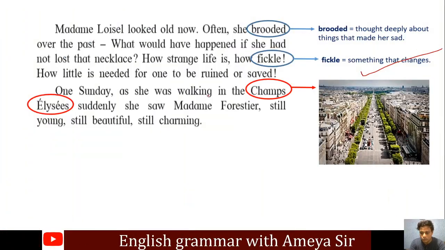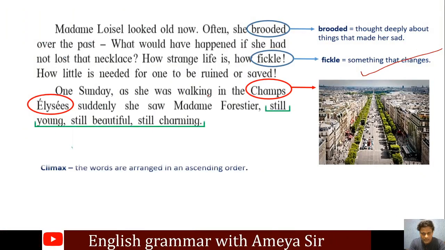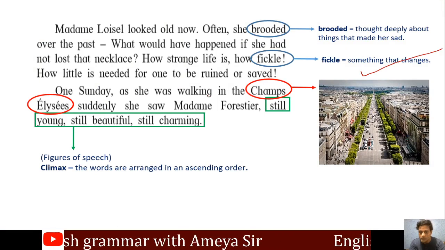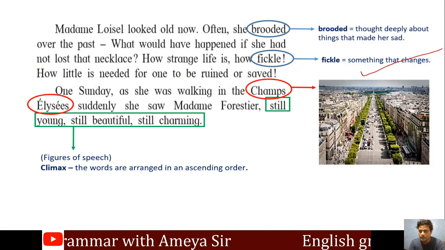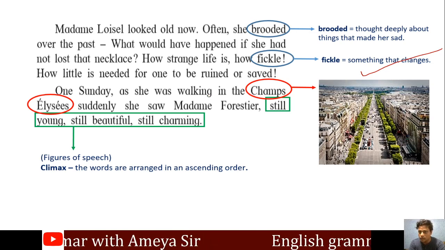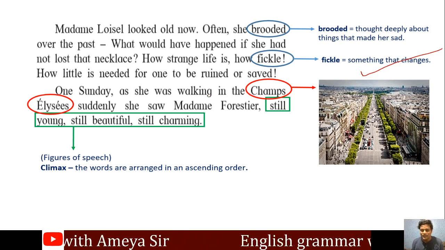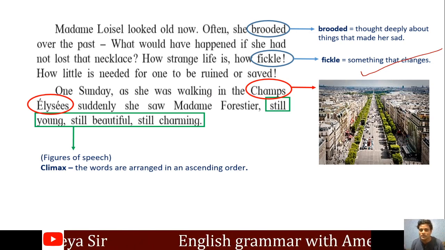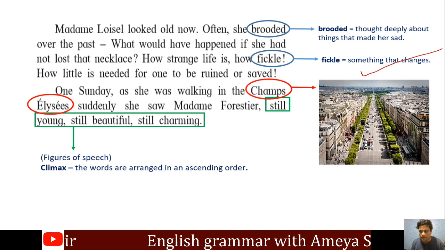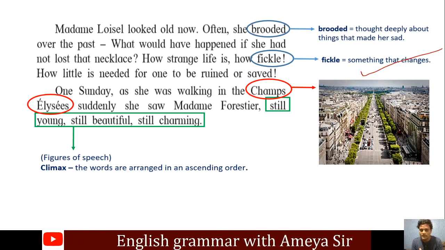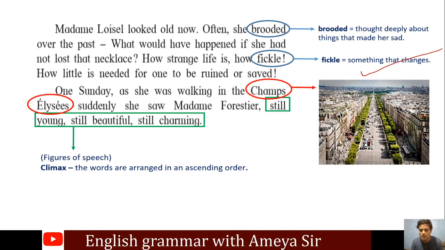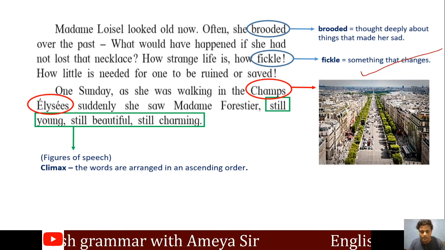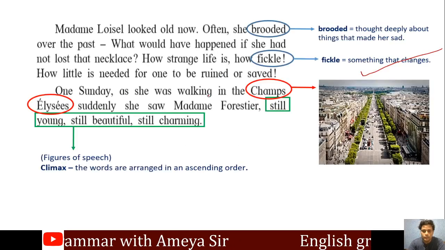We were studying this, and is there anything else? Is a grammar entry. Still young, still beautiful, still charming. That's a figure of speech, climax. It's in the ascending order. So Mathilde looked at Madame Forestier and said, oh, she's still so young, still so beautiful, still so charming, because in the past 10 years, I have worked hard and lost some part of my beauty. And you know, in the women's world, that's a pretty serious deal. Is there anything else? Well, nothing more.